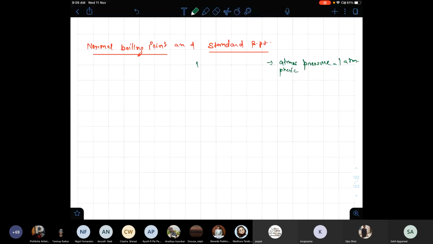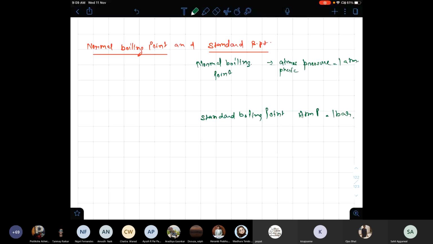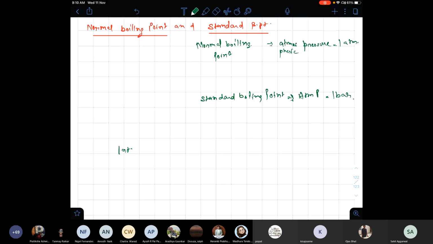Standard boiling point is where atmospheric pressure is taken as 1 bar. Okay. If I say that 1 atmosphere is bigger than 1 bar, then which boiling point will be more?